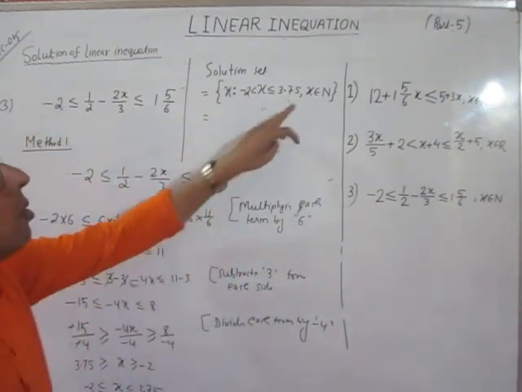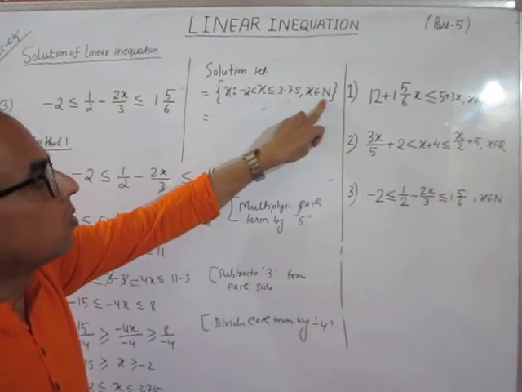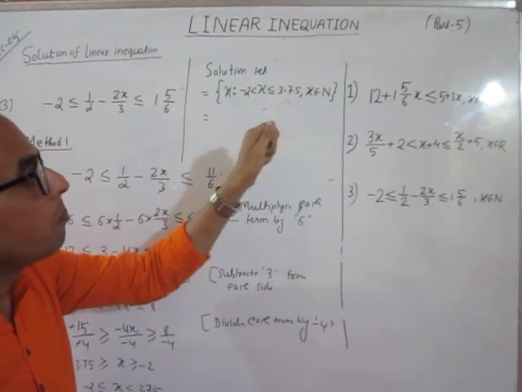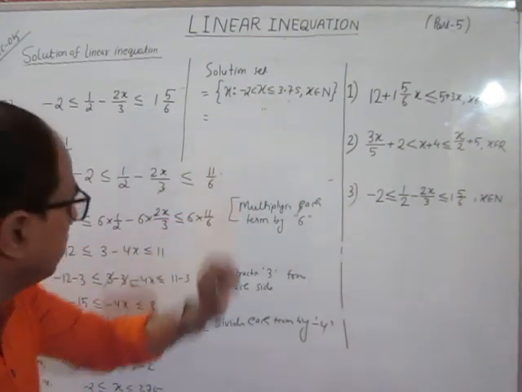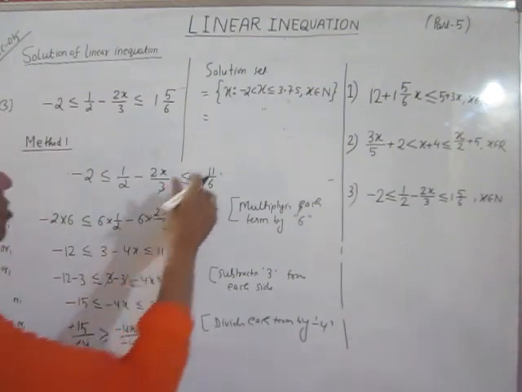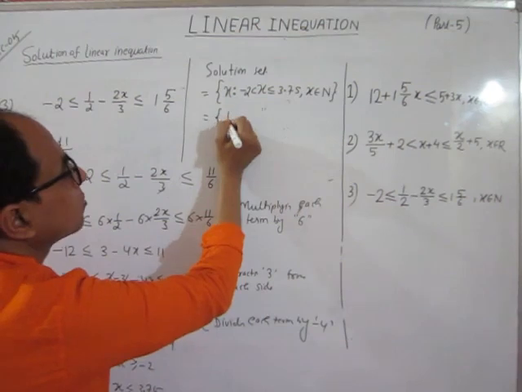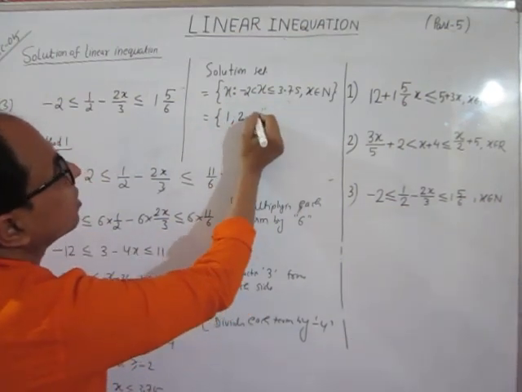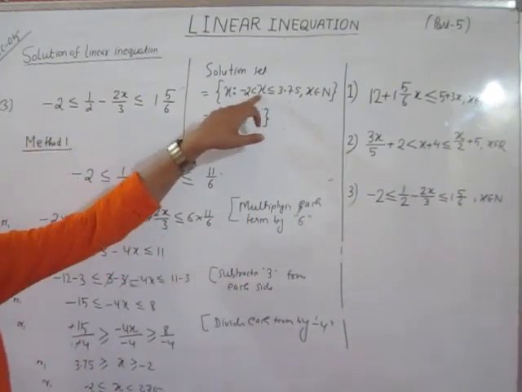Why? Because the replacement set is the set of natural numbers, and we know that between two numbers there are a finite number of natural numbers, so we can make the list of natural numbers between minus 2 and 3.75. So which natural numbers are there between minus 2 and 3.75? Of course the first natural number is 1, which lies between these two, then 2 and 3. So we can write the solution in roster form.